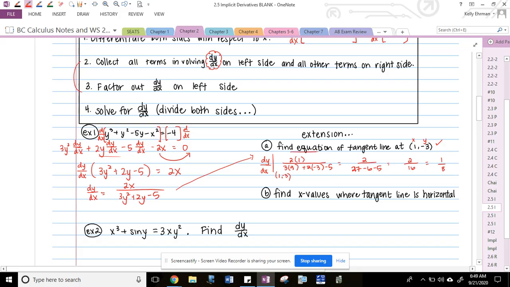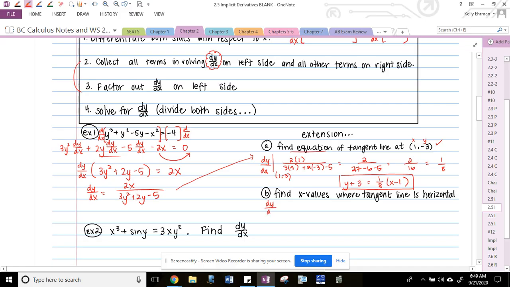So find the equation of the tangent line. It would be in point slope form. y plus 3 equals 1/8 times (x minus 1). Find the x values where the tangent line is horizontal. The tangent line will be horizontal when dy/dx equals 0.